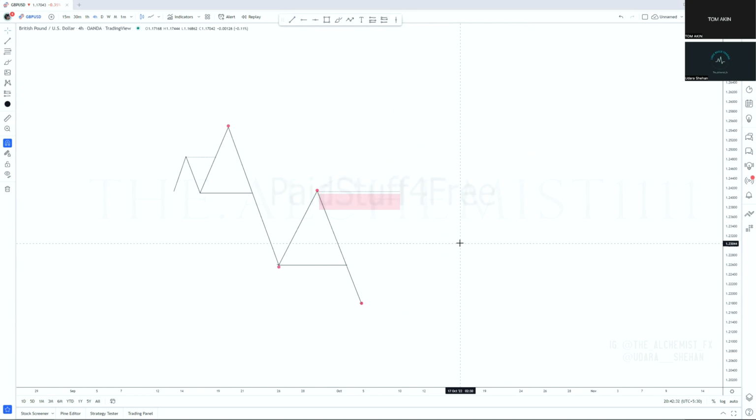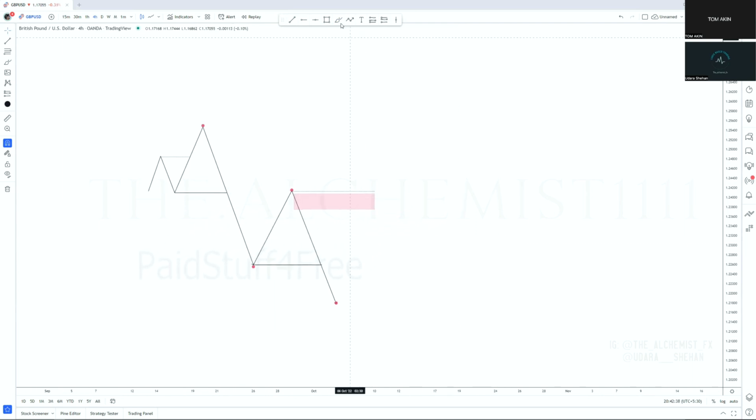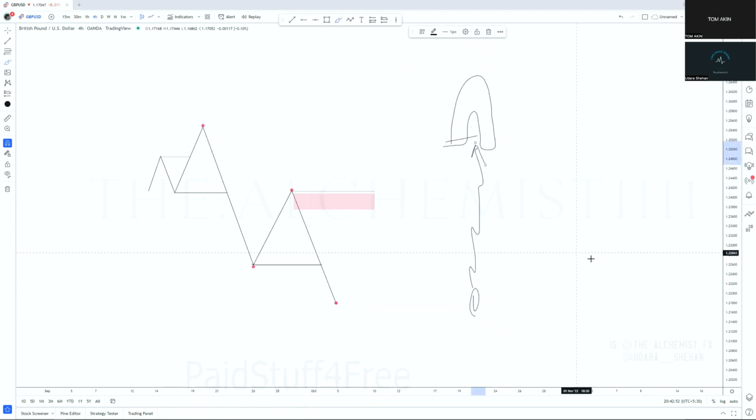Now, if you know ICT, you might obviously know that ICT tells you that liquidity is something like a magnet. So let's say like this, this is a magnet. And then price, what is that? Price is like a paperclip. What happens? It always draws towards the magnet, right? This is what we know.